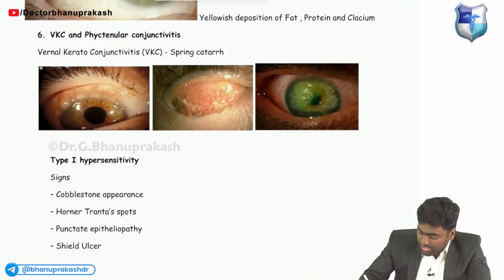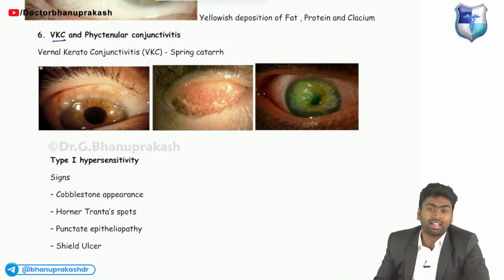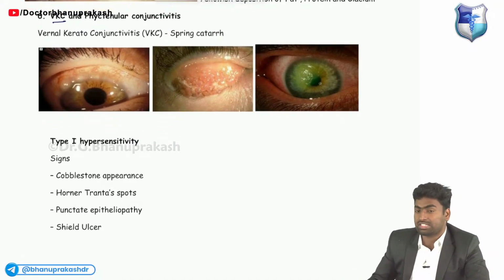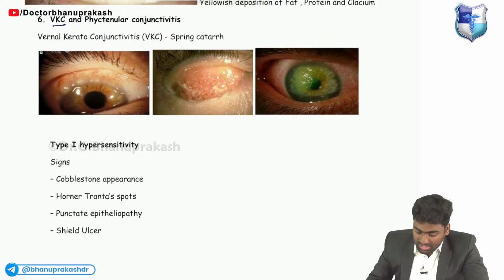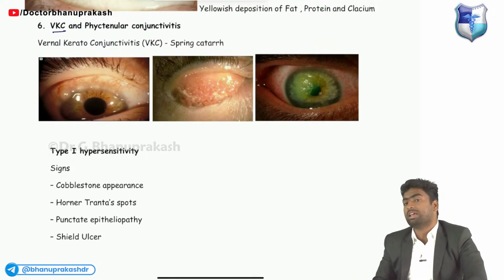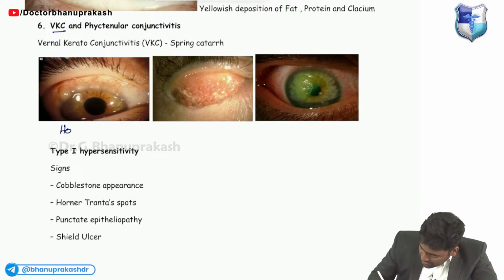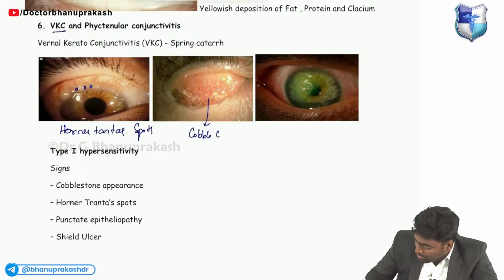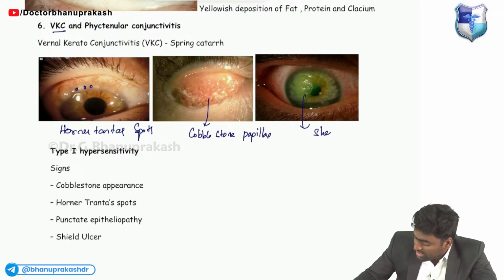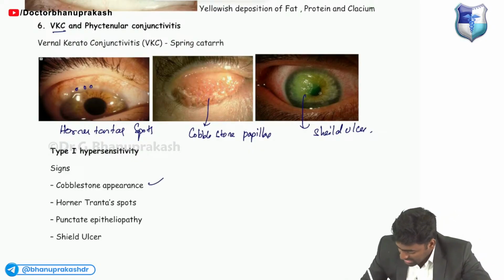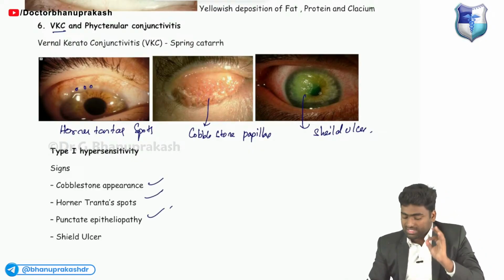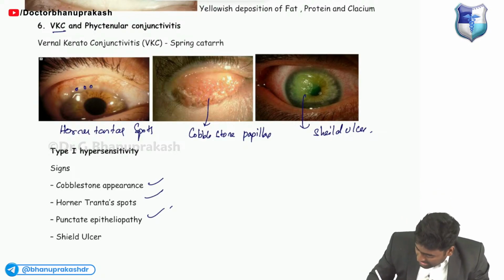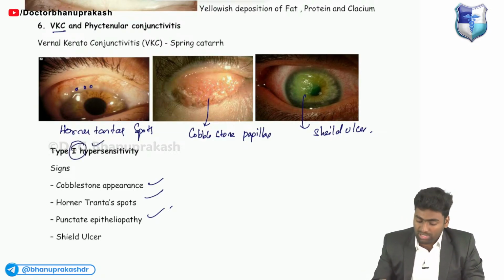The first one is VKC, which is vernal keratoconjunctivitis. This VKC is also known as spring catarrh, but it actually occurs in the summer days. It has the typical features of spots around the limbus, known as Horner-Trantas spots, cobblestone papillae, and a type of ulcer known as shield ulcer. All of these are classical features of vernal keratoconjunctivitis, and we know it is a type 1 hypersensitivity reaction.